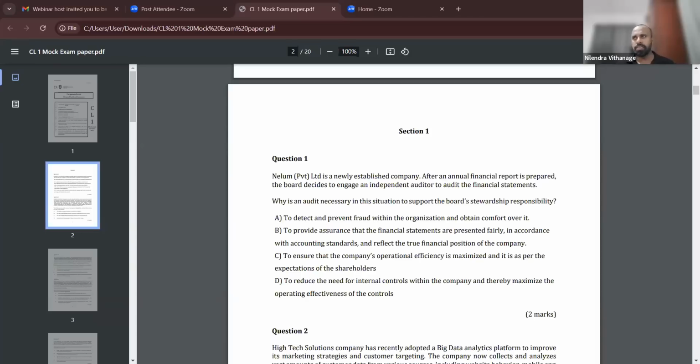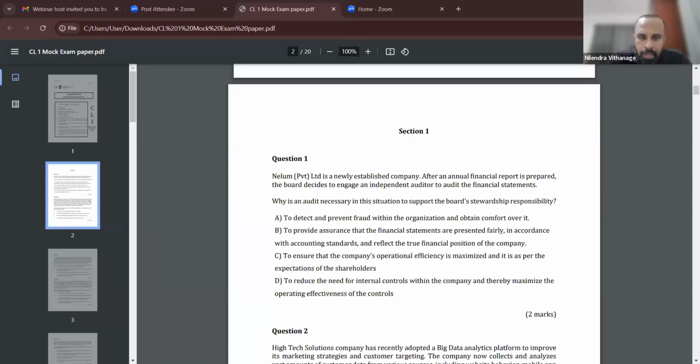Students, yes, fraud prevention is part of the objective of an audit, but it's not the main objective. See, number 2, to provide assurance that the financial statements are prepared fairly in accordance with the accounting standards, the accounting framework, and reflect the true financial position of the company. Why we need an audit? I think the answer is B. We need an audit of financial statements, students, to have a reasonable assurance that the financial statements are prepared in accordance with the framework, which is the standards.